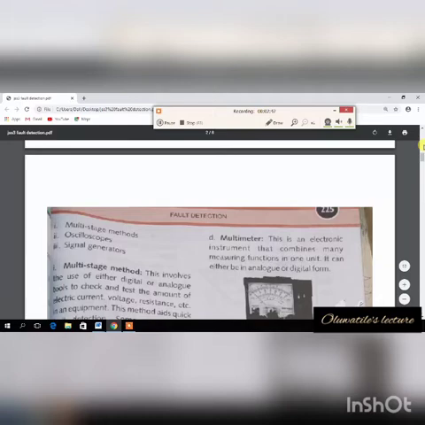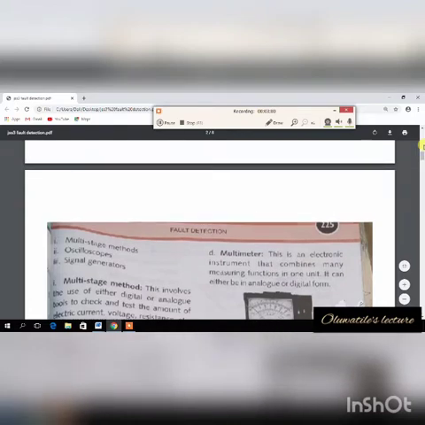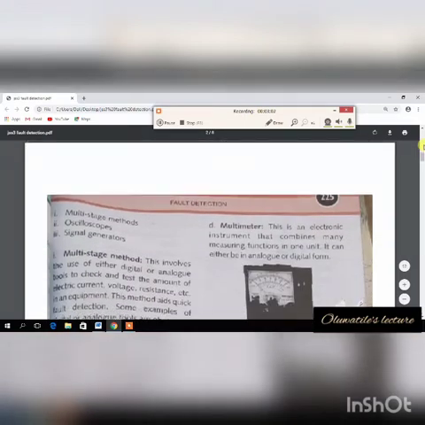The multi-stage method is just telling us that there are tools under the multi-stage method. Are you getting it? It's not that the multi-stage method is not also a tool. It's a tool, but it is a general name for all those tools. Then the oscilloscope, and the third one is the signal generator.